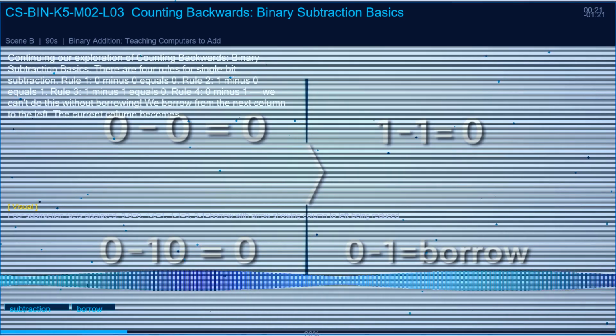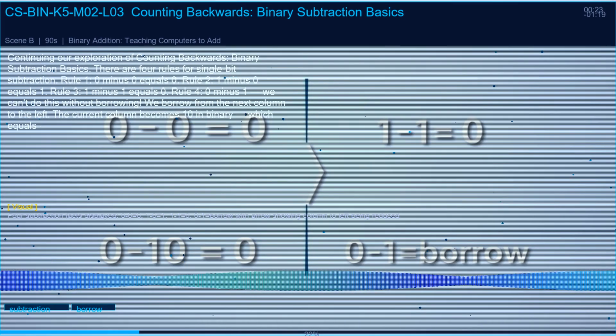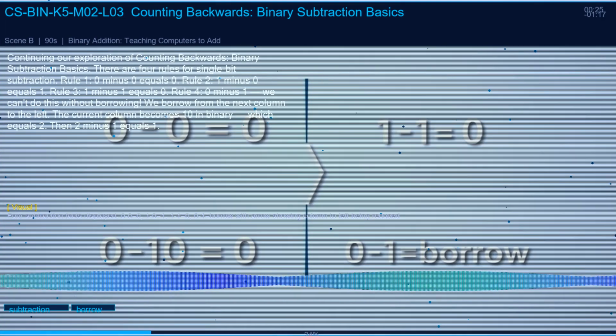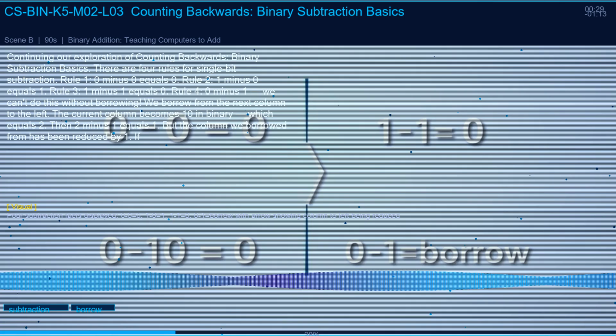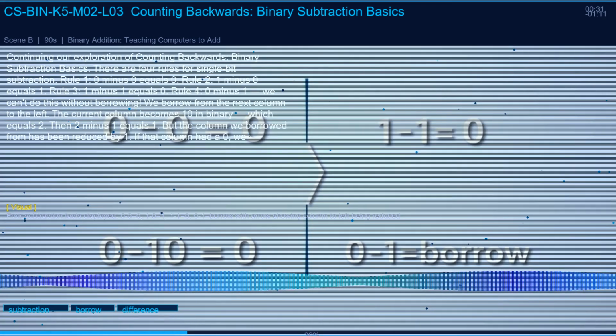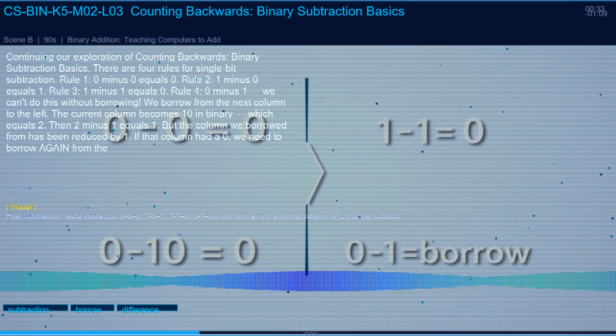Rule 4, 0 minus 1. We can't do this without borrowing. We borrow from the next column to the left. The current column becomes 10 in binary, which equals 2. Then 2 minus 1 equals 1.